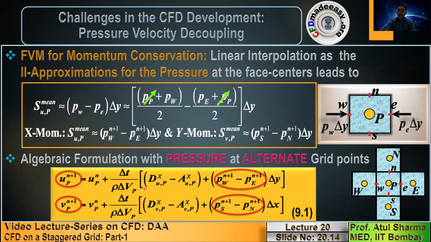So it is the breakage in the communication between the velocities of the same grid point and the pressure of the same grid point, because you can see that the UP equation does not involve pressure at point P, and VP does not involve pressure at point P. This is the reason they called it pressure velocity decoupling, because the velocity of the same grid point is not coupled with the pressure of the same grid point in this algebraic formulation.